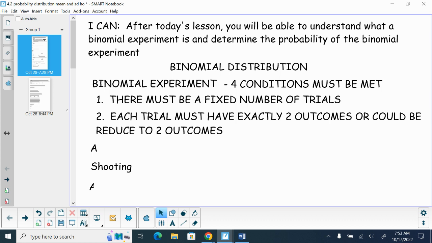Each trial must have exactly 2 outcomes or could be reduced to 2 outcomes. So you must have a fixed number of trials to begin with. Each trial has 2 outcomes or can be reduced to 2 outcomes.